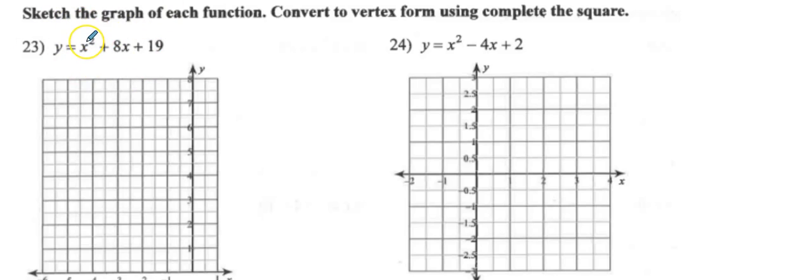First thing you need to do is convert to vertex form using completing the square. Unfortunately, we didn't leave you a lot of room to do this, but we'll work through it as best we can. Should be all right, though. Our first step, again, was to move that 19 to the other side.